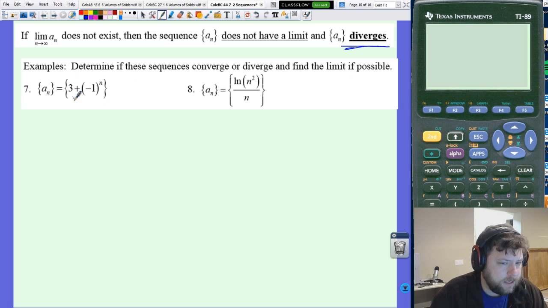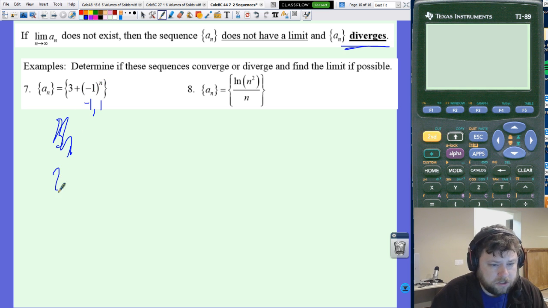When you're looking at this sequence here, let's look at this pattern, -1 to the n power. That's going to be 3 plus -1 to the n. Now, as you keep growing, this is going to be either -1 or +1. It's going to rotate between the two. So let's say n equals 1. It'll start at 3 minus 1 is 2. And then it'll be 3 plus 1 is 4, and it goes 2 and 4 and 2 and 4.